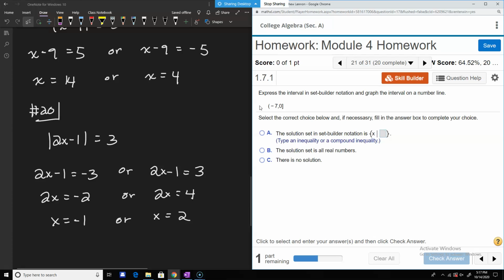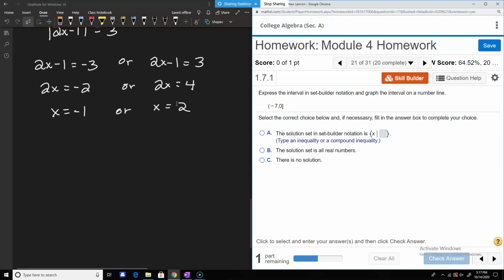Expressing the interval in set builder notation. We've gone over interval notation when we did inequalities, right? Yes, I believe so. So set builder notation is basically... set builder notation looks like this.